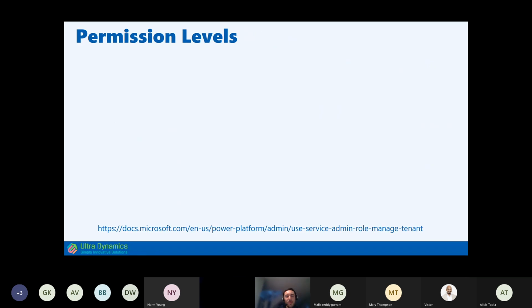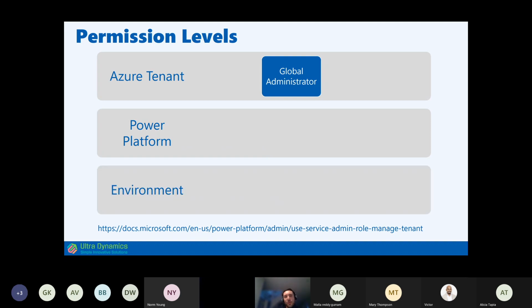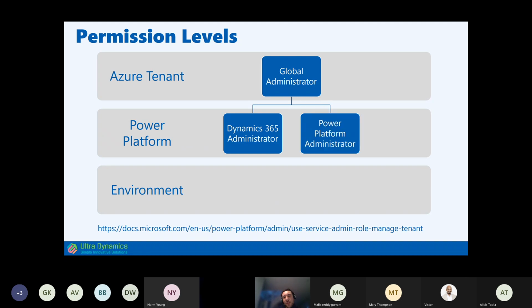So let's talk about permission levels. So this is quite important. So in Azure, you typically have the global administrator. So the global administrator can do everything in Azure, but they can also do everything in Power Platform because Power Platform sits within the Azure tenants. So under that, you've got some special roles for Power Platform. So the two roles that are available are the Dynamics 365 administrator, which allows you to configure the Dynamics 365 functionality, and you've got the Power Platform administrator, which basically allows you to do everything you need to do in Power Platform. Now there is a slight difference between the two.